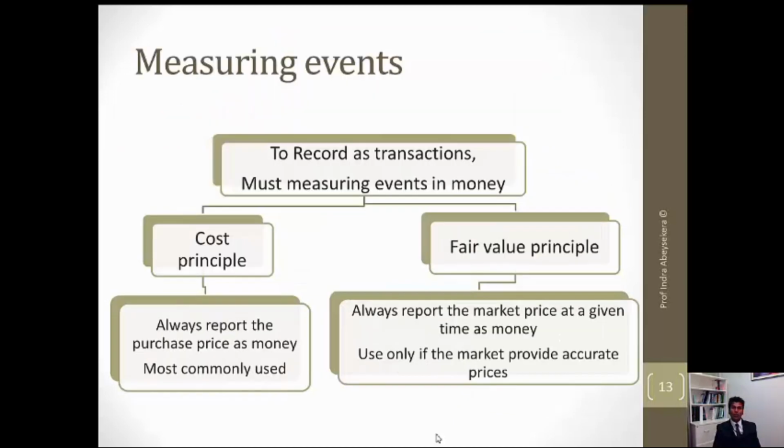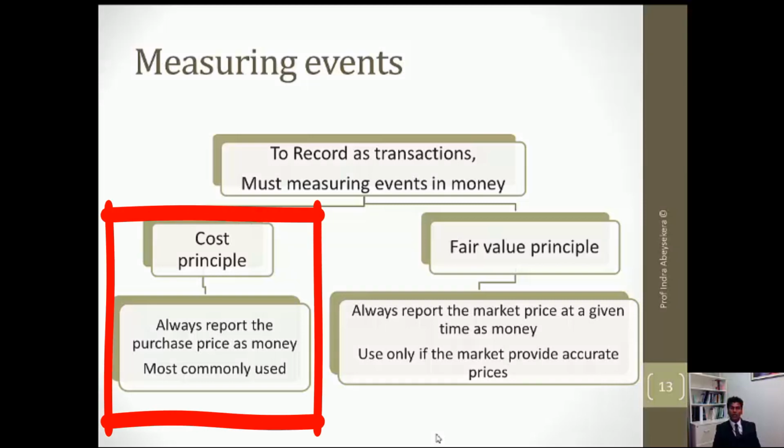So when we measure events in accounting, we record them as transactions. When we record them as transactions, there are two sides to it, and we measure them in money and record it. There are two principles we follow. We follow either one of them at a given time. One is called the cost principle. That is, we record based on the cost of buying it or selling it.